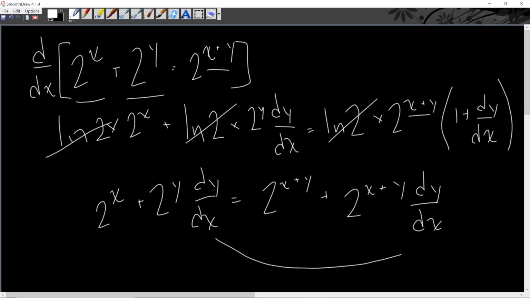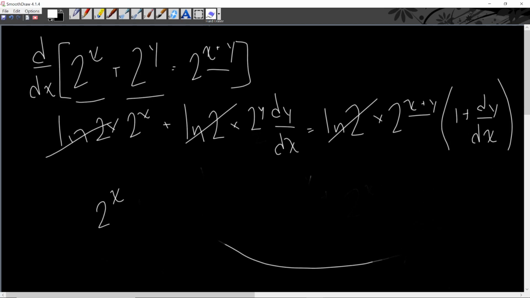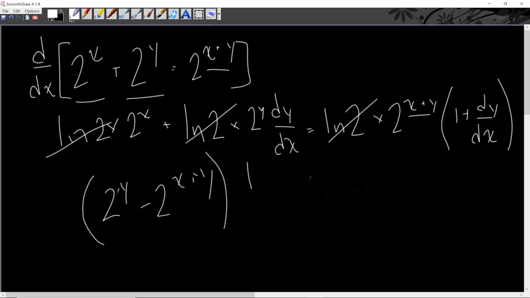Isolate the dy dx's, so let's write it out like this. We're going to have 2 to the power of y minus 2 to the power of x plus y, times dy dx, is equal to 2 to the x plus y minus 2 to the power of x.